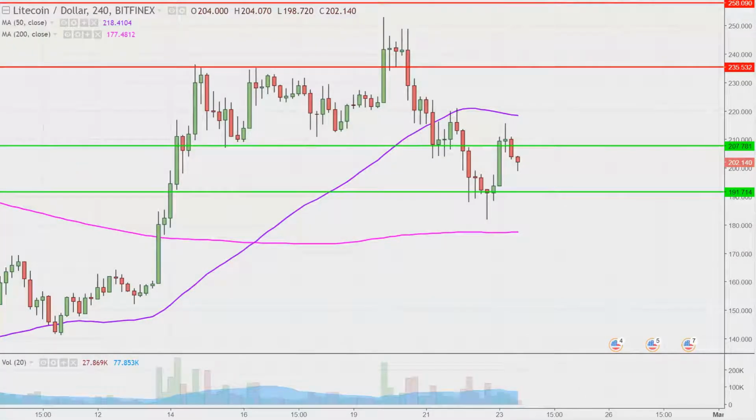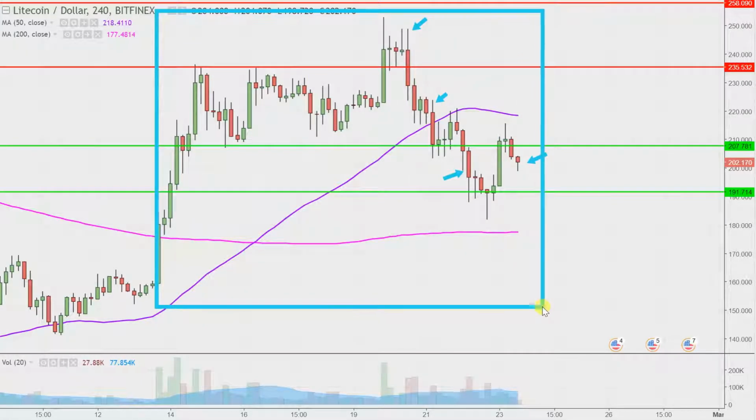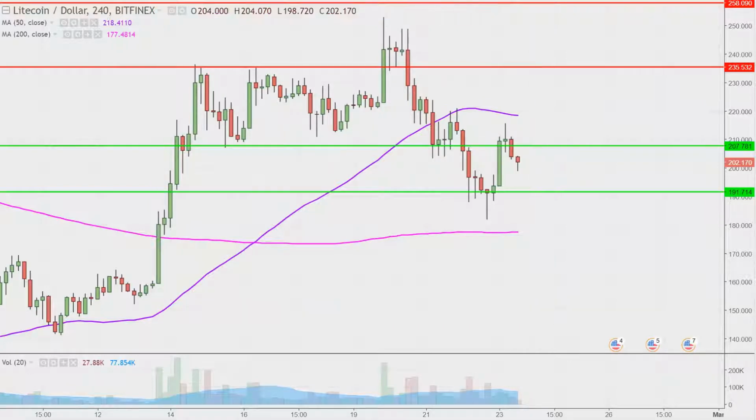Real quick, what do I mean by 4-hour in case maybe you're new to charts? Instead of each one of these candlesticks representing 1 day's worth of price action, which is what you would normally see, each one represents 4 hours. So while this may look like several weeks' worth of time, it's actually just the past few days broken down into 4-hour time slices. I like this time frame. I think it does a good job of telling the quote-unquote story of the price, and it makes mapping out levels of support and resistance a bit easier to see.